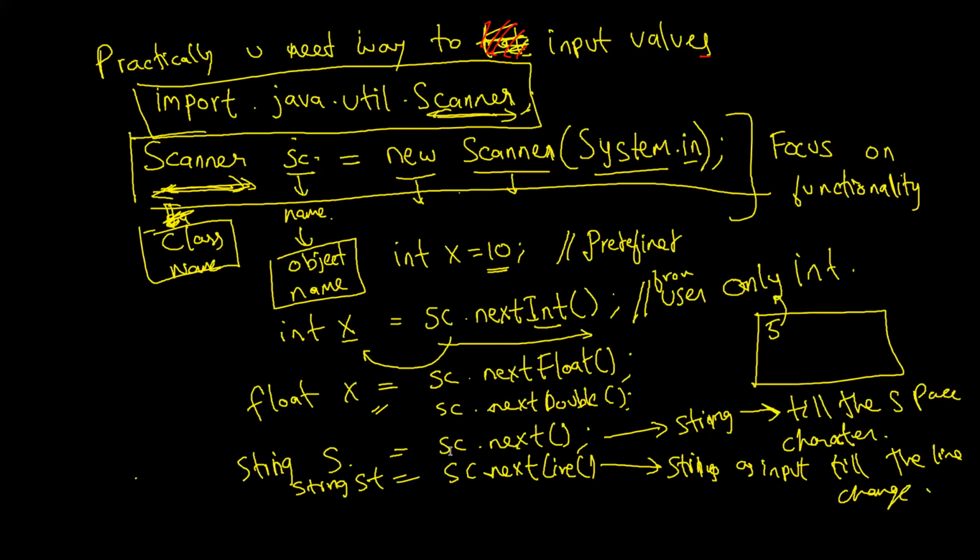I haven't explained typecasting yet. We'll do that. Double and float: double means it's a data type where you can store much larger values compared to float.